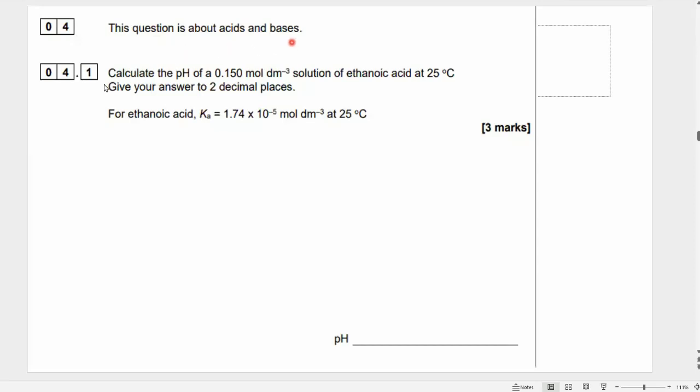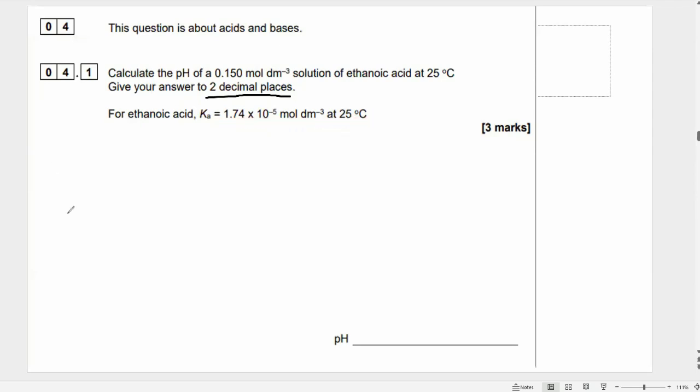This question is about acids and bases. 4.1, calculate the pH of a 0.150 mole per decimeter cubed solution of ethanoic acid at 25 degrees. Give your answer to 2 d.p. That's very important here. We often miss this, and that will cost you a mark. For ethanoic acid, Ka is 1.74 times 10 to the minus 5 mole per decimeter cubed at 25.